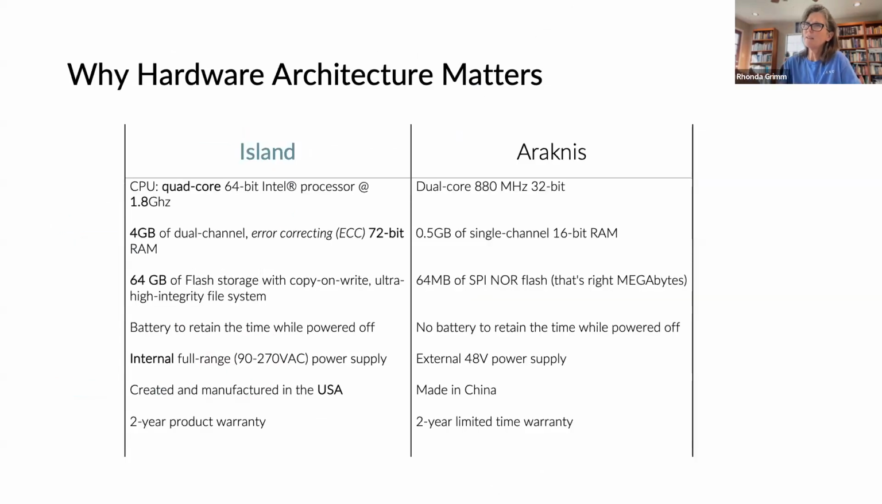And just to give a nod to the architecture of Islands, we use very high-end hardware. It's a quad-core 64-bit. If you pop open a competitor's router, I think this was the 310, it's a dual-core 32-bit processor. We have 4 gig of error-correcting memory. No one puts error-correcting memory in these types of routers. They had half a gig of single-channel 16-bit. We have 64 gigabytes of flash storage. They've got 64 megabytes.